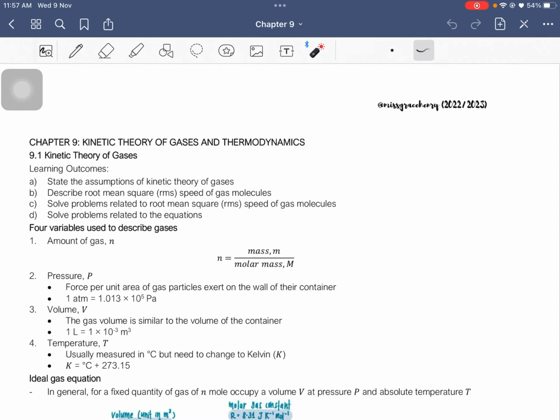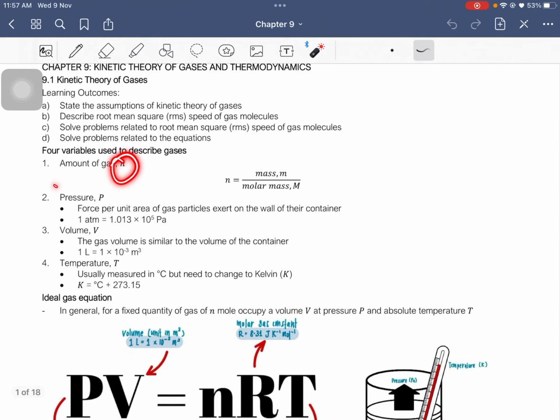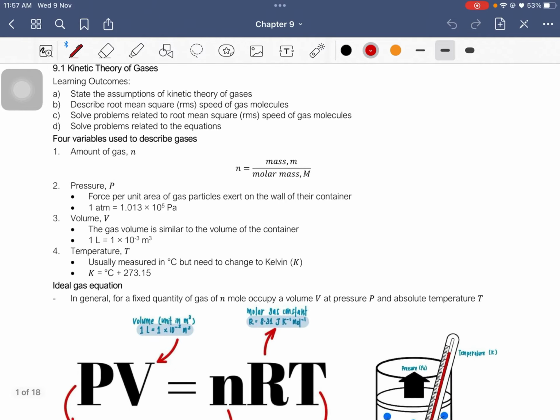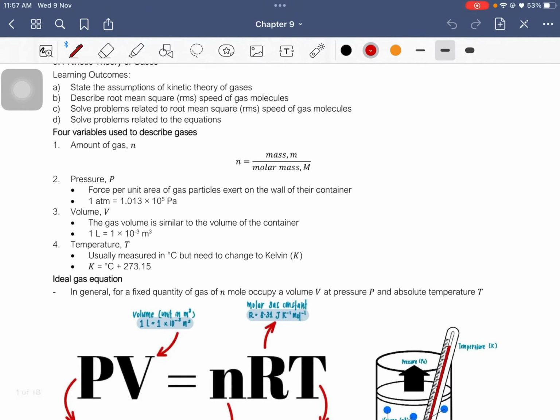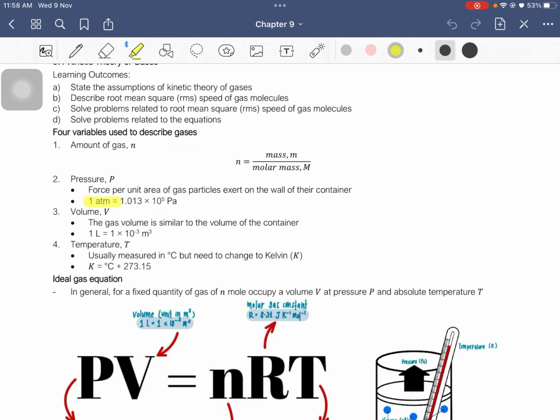So there are four variables that we use in order to describe gases. First one is n, which is the amount of gas. n is equal to m over capital M, which is the molar mass of the gas lah. Alright. Next we have pressure. So it is the force per unit area of the gas particles which exert on the wall of their containers. So 1 atmospheric pressure is equal to 1.013 times 10 to the power of 5 Pascal. Okay, so this is important for unit conversion lah.